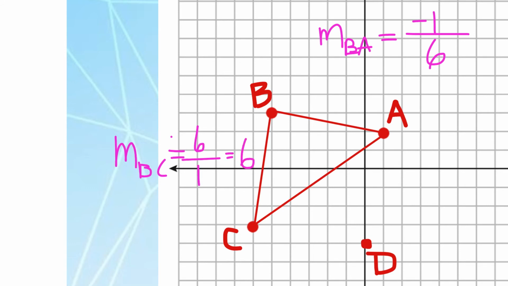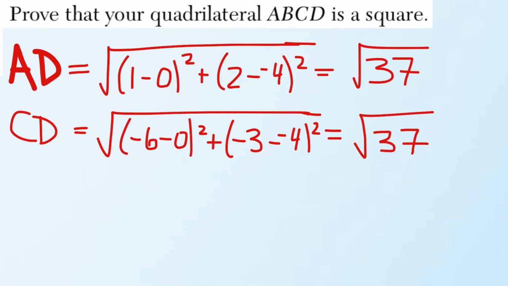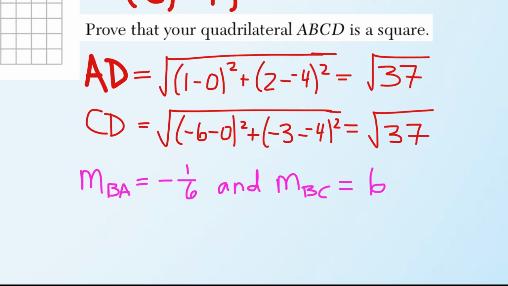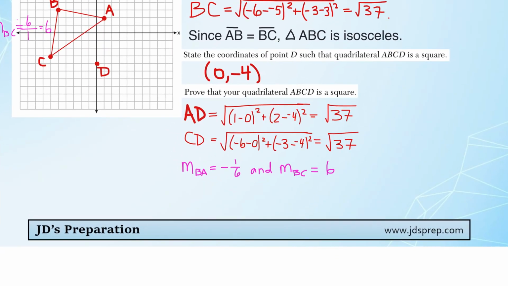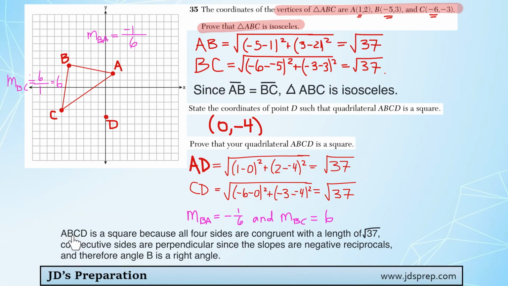All right, so let's move back over to the question, bring that all in, and now I think we're ready to write our conclusion. So I've written out that ABCD is a square because all 4 sides are congruent with that length of root 37. The consecutive sides are perpendicular since the slopes are negative reciprocals, and we've proven that. And therefore angle B is a right angle because those are perpendicular lines.